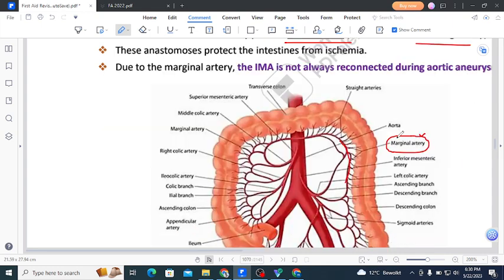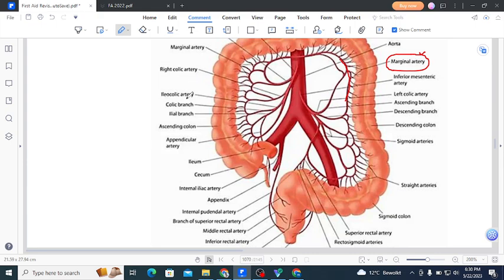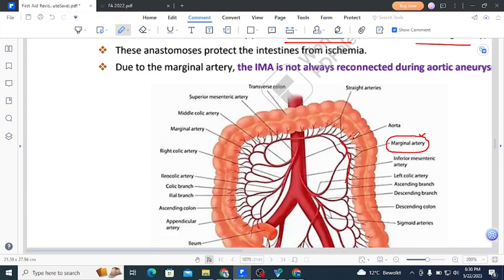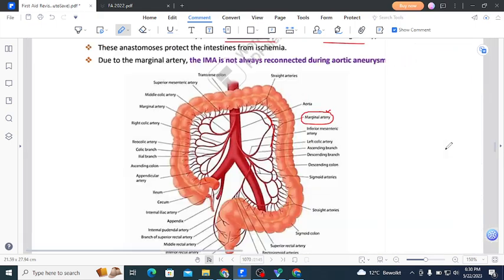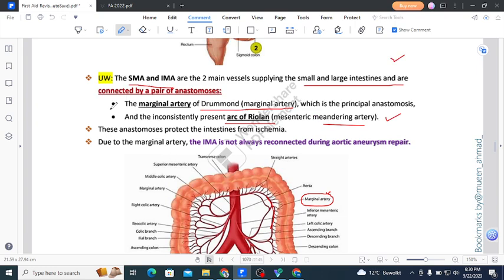Then we have the arc of Riolan. I don't think they have depicted the arc of Riolan over here. So we are good to go. Then remember the names, the marginal artery and the arc of Riolan. These are the main anastomotic arteries between the superior and inferior mesenteric arteries. These anastomoses protect the intestine from ischemia.